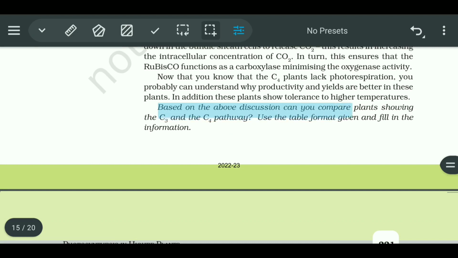Based on the above discussion, can you compare plants showing the C3 and the C4 pathway? Use the table format given and fill in the information.